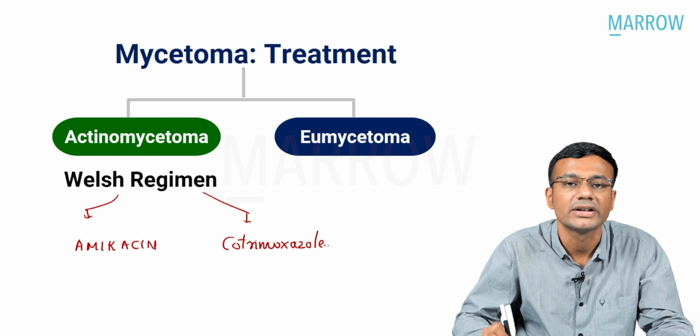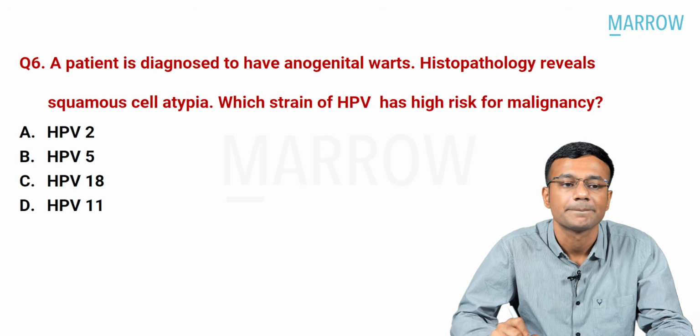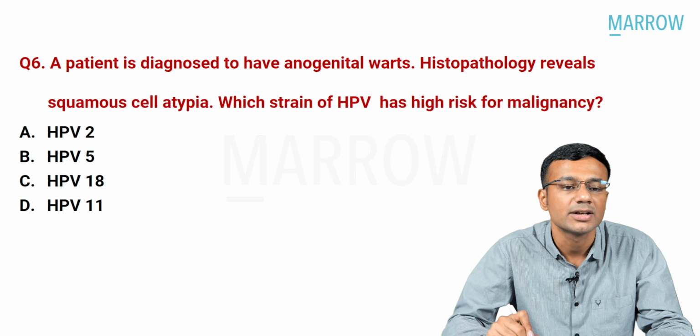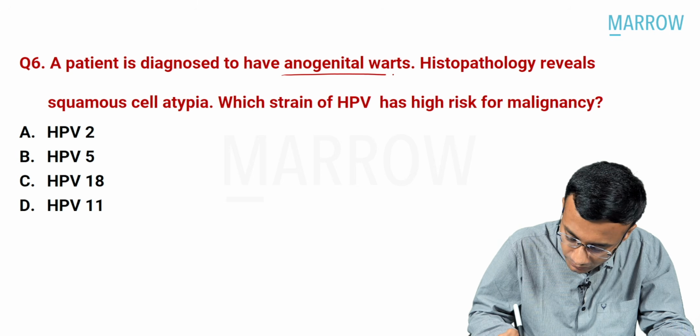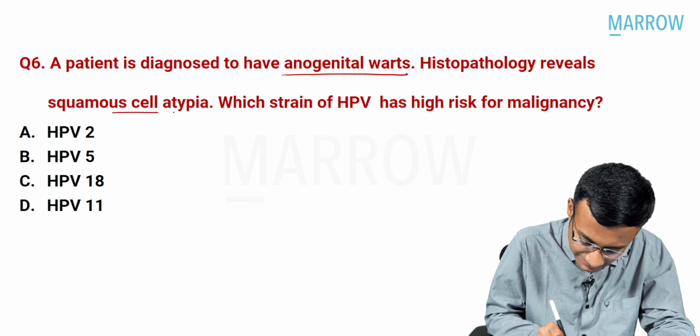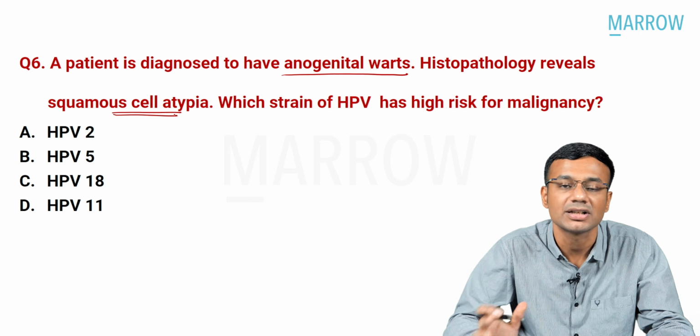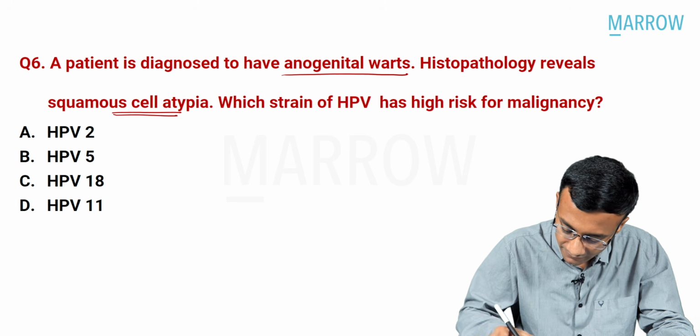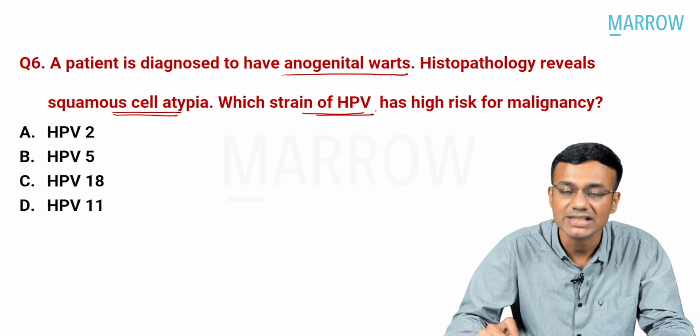And for eumycetoma, we treat with antifungals. Question number 6. A patient is diagnosed to have anogenital warts. Okay, anogenital warts is condyloma acuminata. Histopathology reveals squamous cell atypia. That means it is showing some transformation towards malignant changes. Which strain of HPV has got high risk for malignancy?